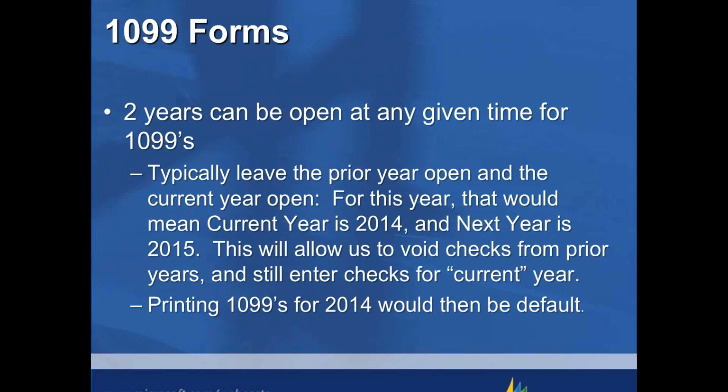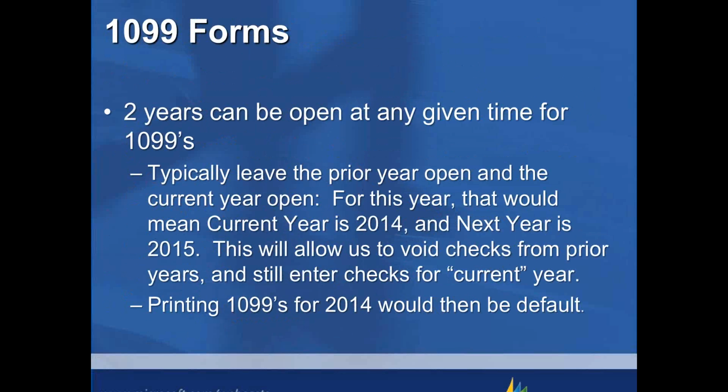Okay, as I said, 2 years can be open at any given time. Typically, you'd have the prior year open and the current year open. For this year, that would mean that the current year, after you purge the oldest year, would be 2014, and the next year would be 2015. That means you're ready for running accounts payable checks in 2015. It also allows you to void checks in 2014 from a prior year if that situation comes up.